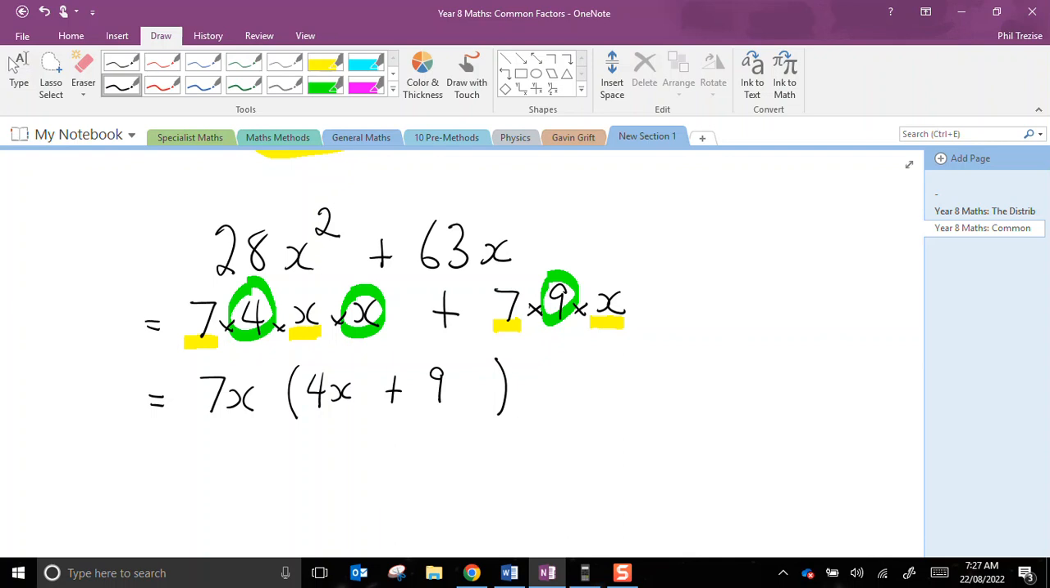Remember to use your calculator to help find those greatest common divisors, sometimes called highest common factors.